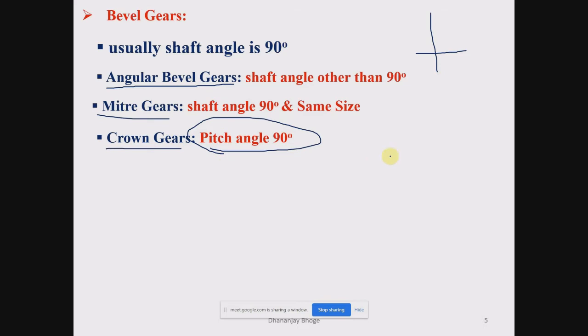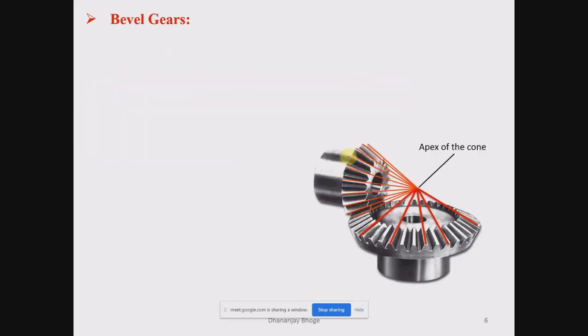So you'll remember these three things. Angular bevel gears are bevel gears where shaft angle is other than 90 degrees. Miter gears have equal size, and when pitch angle is 90 degrees, you will call that gear as crown gear. Okay.